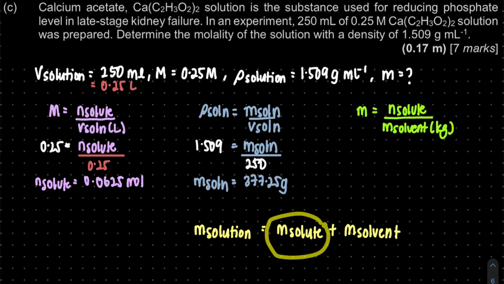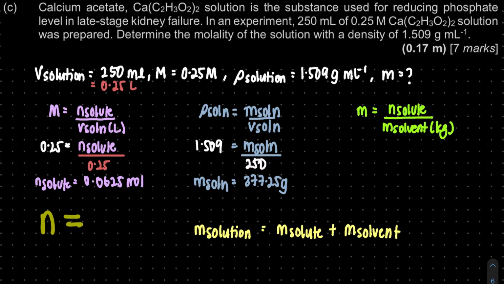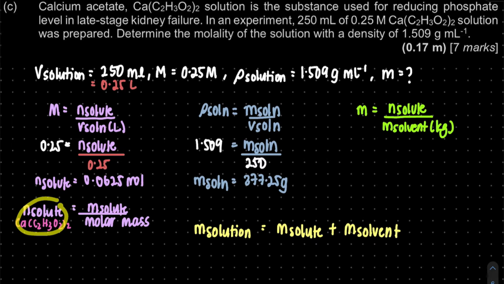So from our calculation, do we have any solute? So far we have the number of mole of solute, so actually we can find our mass of solute. We use number of mole is equal to mass divided by molar mass. Our solute is calcium acetate, which is Ca(C2H3O2)2. We close the bracket and write subscript 2. This will be our molar mass. Number of mole of solute, we're going to substitute this value.